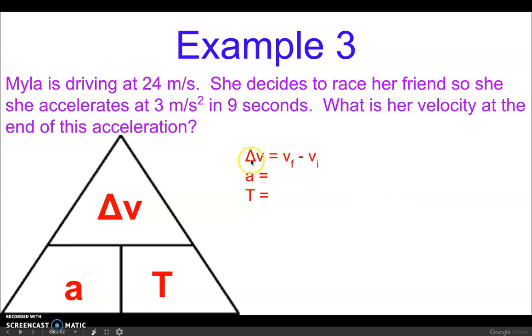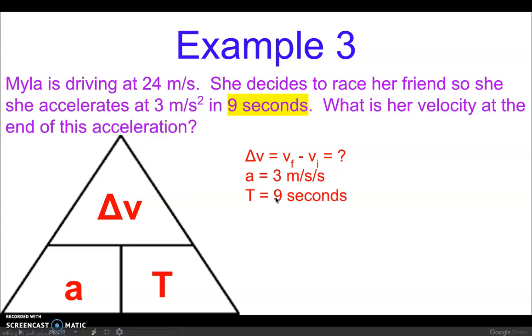Well, we're going to start off with this equation again. Delta V equals V final minus V initial. We know what her initial velocity is. That's 24 meters per second. We have no idea what her final velocity is, right? That's what the question's asking. So we really aren't going to be able to figure out what delta V is at the start of this question. We're going to deal with that at the end. To begin with, though, we do know what her acceleration is. That's 3 meters per second squared. So A equals 3 meters per second. We also know that she accelerated for 9 seconds, so that's going to be the time.